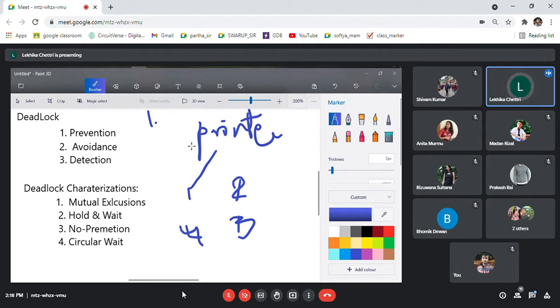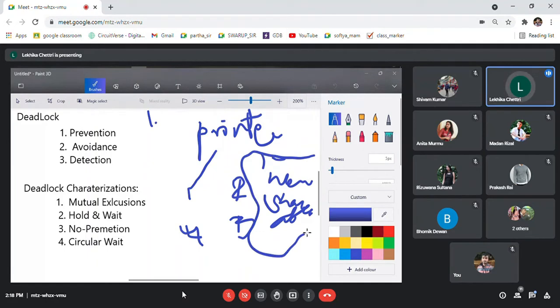So if we have at least one resource that is non-shareable, then deadlock can occur. For example, your banking system. If you are making a payment through your internet banking, then at the same moment you cannot make a payment from your Google Pay, ATM, credit card, or anything like that, because that is a resource which cannot be shared by other processes.